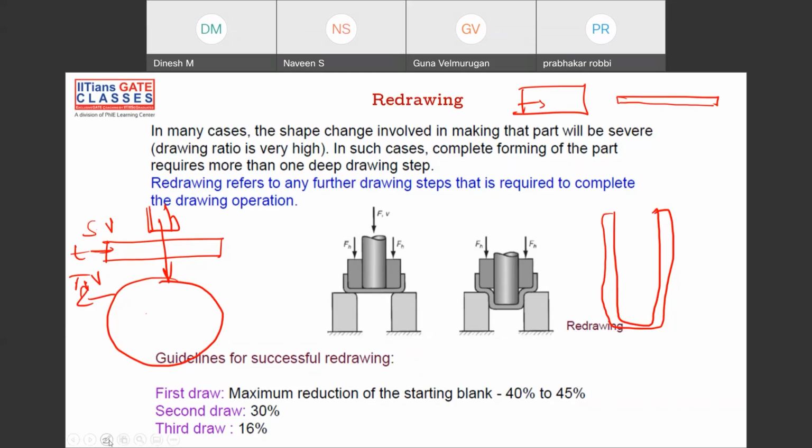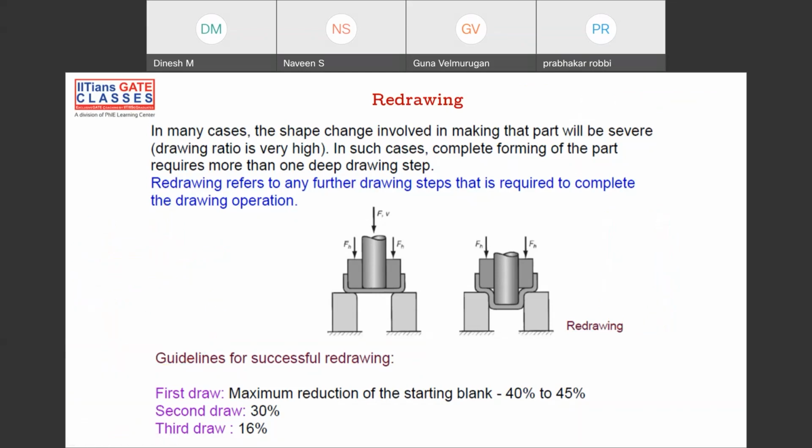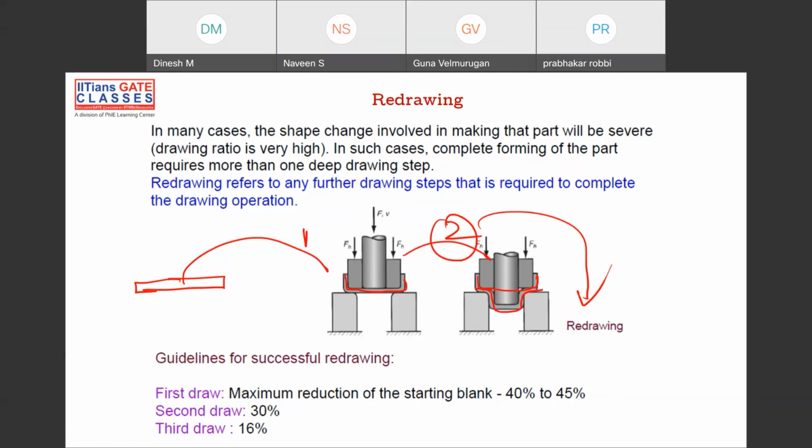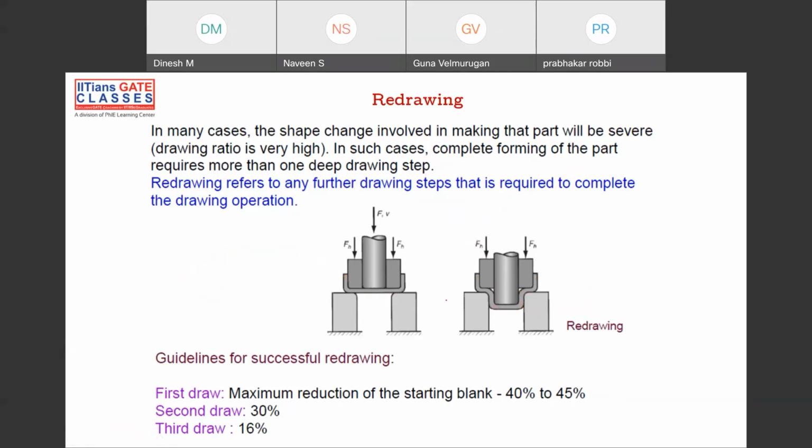In the same way, what we have to do is redrawing. In the sense, initially you had some blank like this, and then you converted it into this kind of cup. Again, you put that cup and make it into this kind of shape. So you're redrawing. So this is the blank, first step, then second step. The second step is known as redrawing.